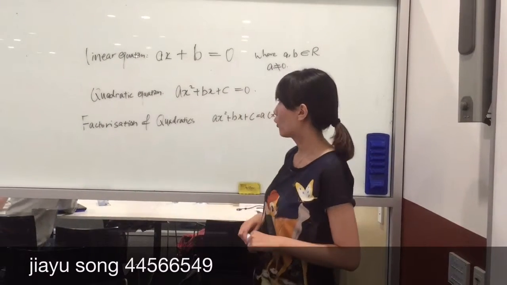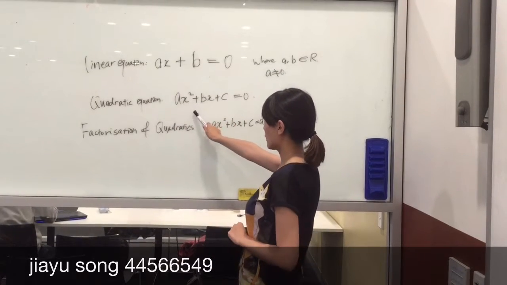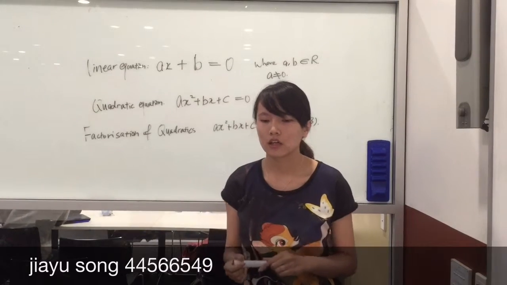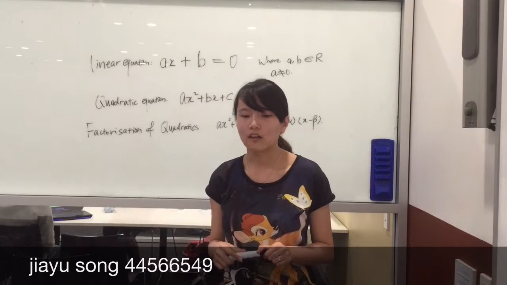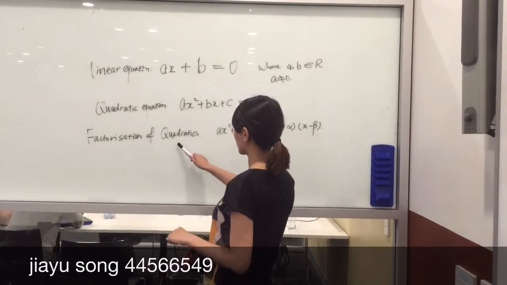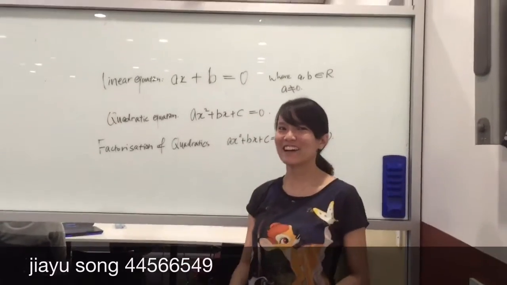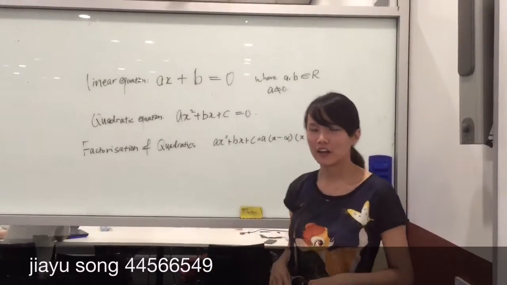First, quadratic equations, ax squared plus bx plus c equal to 0. Second, we have the factorization of quadratics. Now I'm handing over to my group members to explain each of the equations.